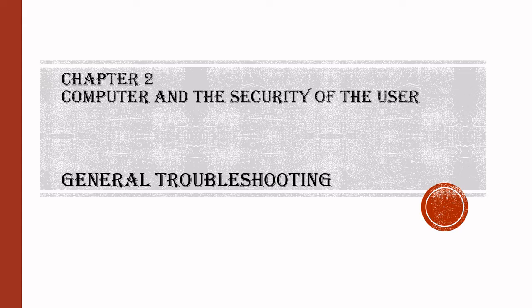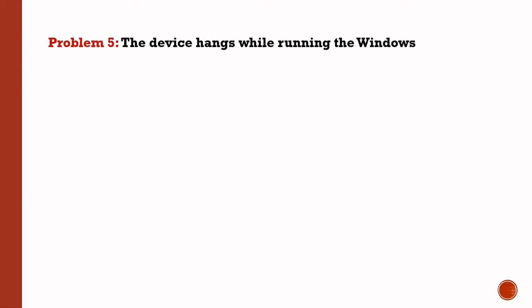We are in troubleshooting from chapter 2, computer and the security of the user. Last class we discussed 4 problems, and today we are going to discuss another 4 problems. So, ready to have some problems? Okay, let's go. Problem 5, the device hangs while running Windows.